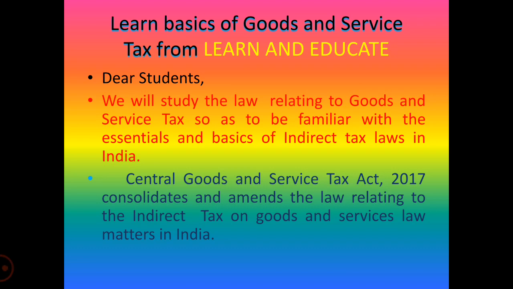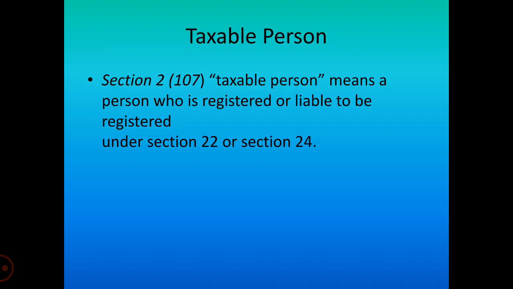Goods and service tax. Continuing that series, section 2, clause 107, taxable person. Taxable person means any person who is registered or who is liable to be registered under section 22 or section 24. As per section 22, every supplier shall be liable to be registered under this Act in the state or the union territory, other than the special category states, from where he makes a taxable supply of goods or services or both, if his aggregate turnover in a financial year exceeds 20 lakh rupees.